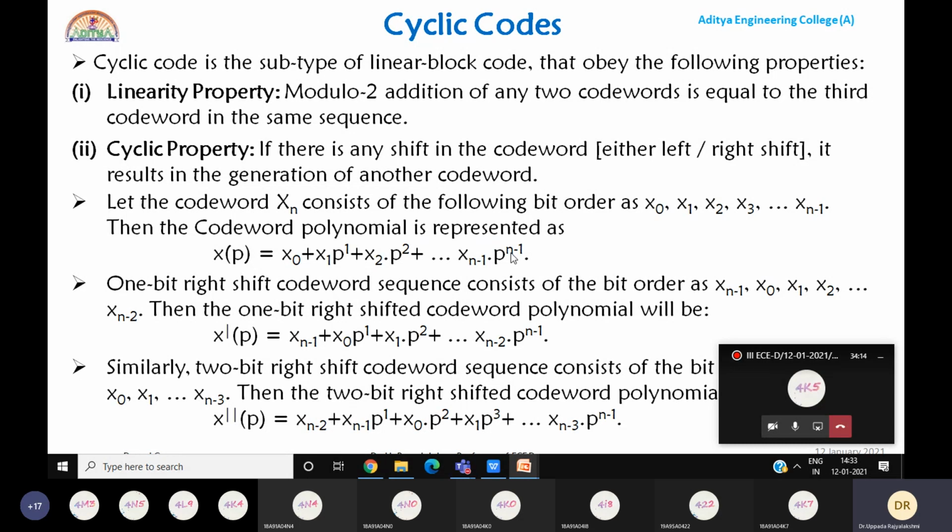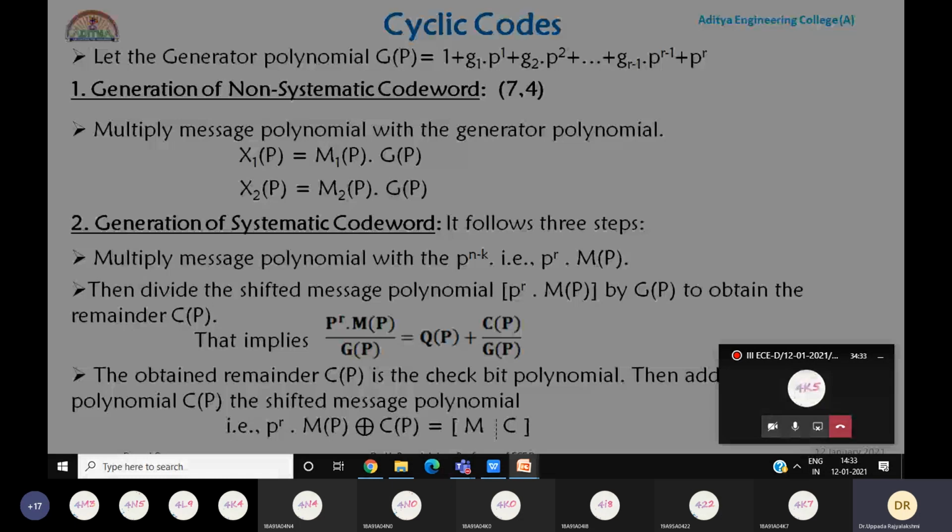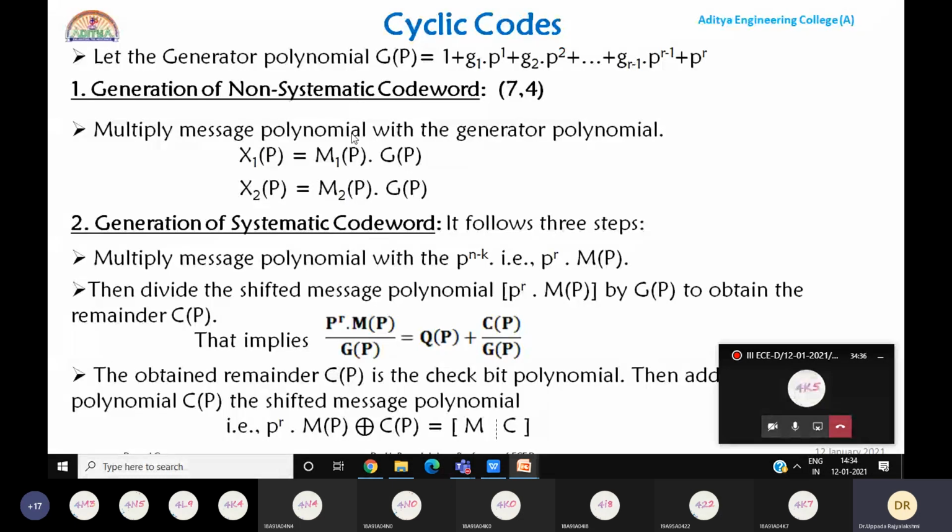For example, if the message is 4 bits, then you should start from P cube: P cube plus P square plus P power 1 plus P power 0. P power 0 is 1. Like that you should write the polynomial for the corresponding message-encoded data.